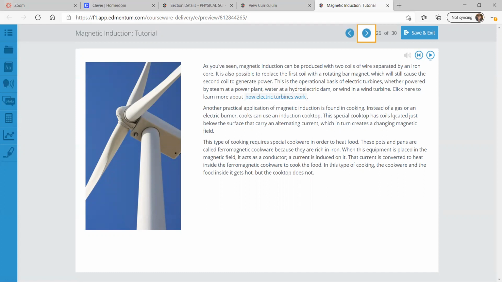When this equipment is placed in the magnetic field, it acts as a conductor. A current is induced on it. That current is converted to heat inside the ferromagnetic cookware to cook the food. And in that type of cooking, the cookware and the food inside it gets hot, but the cooktop itself does not get hot.